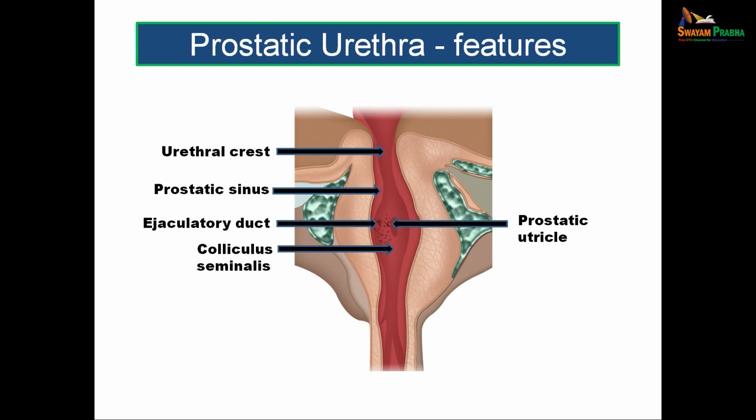Lateral to the urethral crest and the colliculus seminalis, you will find a linear depression or a groove, which is called the prostatic sinus, on either side of the urethral crest and the colliculus seminalis. This linear depression is called the prostatic sinus, and this will receive the openings of the prostatic ducts. About 15 to 20 prostatic ducts will open into this sinus, that is the prostatic sinus.